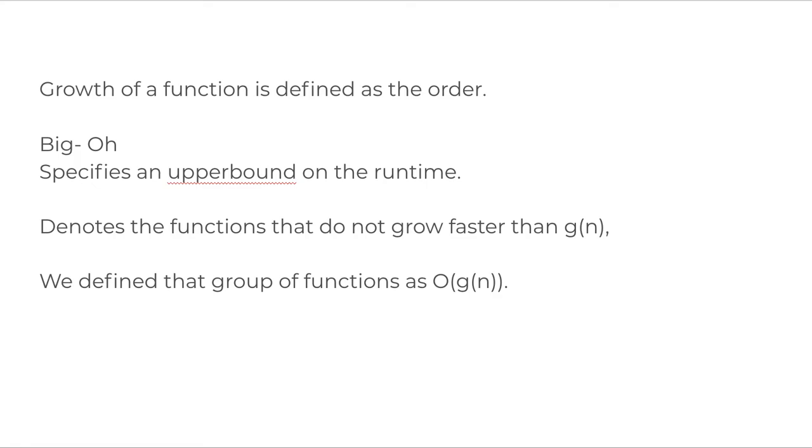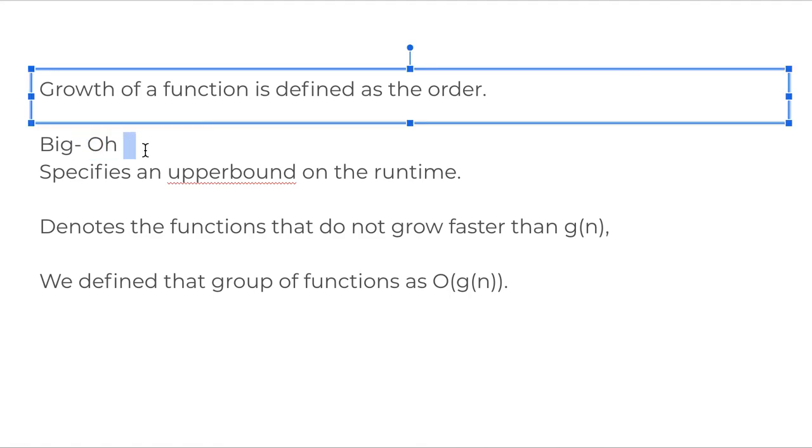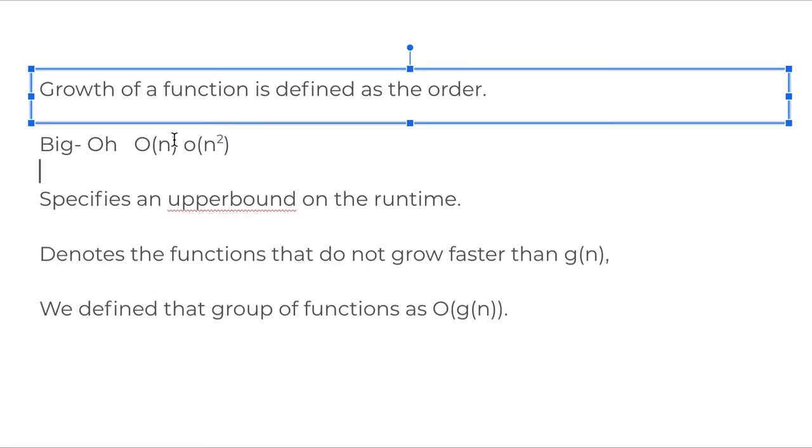Now comes the big question, defining the rate of growth of the function. The first one is big O. You might have seen something of the form O of n or O of n square somewhere. What does this mean? n is just a function, n square is also another function of n. So this specifies an upper bound on the runtime of the particular function, wherein it denotes the functions that do not grow faster than g of n. And we define that group of functions as O of g of n.